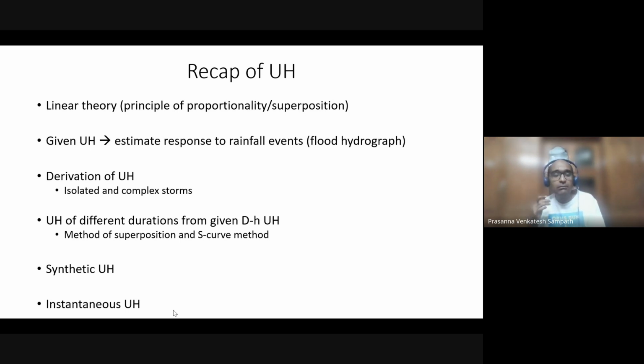And then we briefly discussed, at least conceptually, the idea of an instantaneous unit hydrograph. When I say instantaneous unit hydrograph, what I mean is a unit hydrograph produced by an instantaneous excess rainfall event of 1 centimeter. Of course, 1 centimeter of excess rainfall cannot happen in an instant. So when we say instant, we mean about 10 minutes, let's say 10 to 15 minutes.